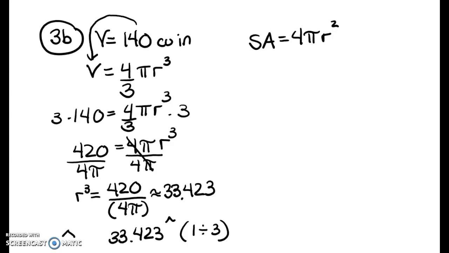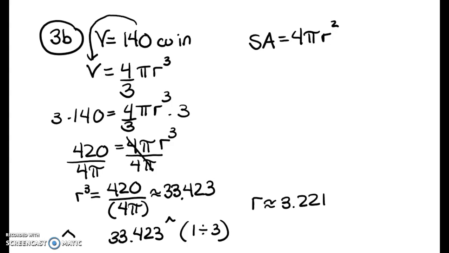And for r, when I take the cube root of 33.423, I get a number that's approximately 3.221. And that's the number I'm going to use for my surface area formula.